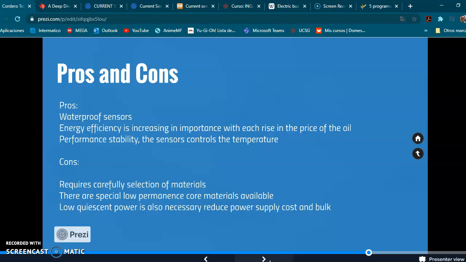Pros and cons. Pros: water-flow sensors. Energy efficiency is increasing in importance with each rise in the price of oil. Performance stability. The sensors control the temperature. Cons: requires careful selection of materials. There are special low permeability core materials available. Low quench power is also necessary to reduce power supply cost and volume.